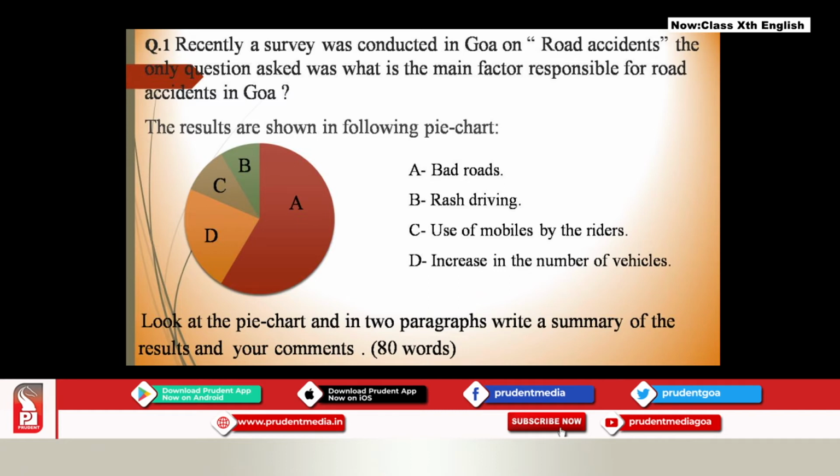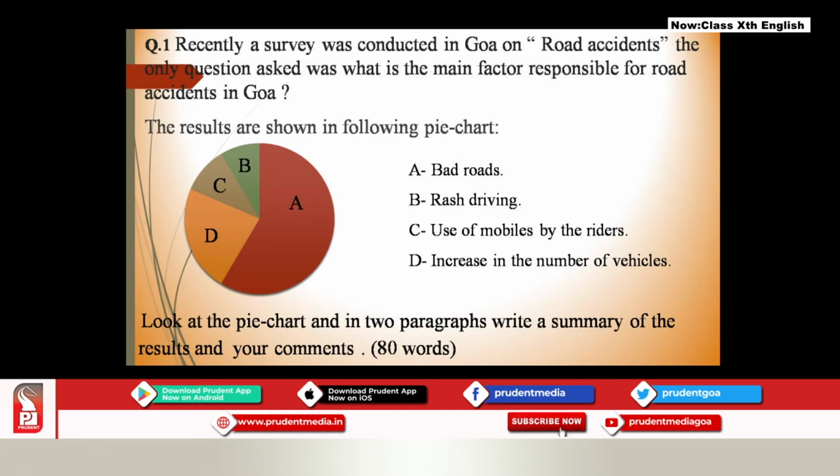C, section C of the people under this survey, say that use of mobiles by the riders is the main cause of accident. And finally, section D or slice D says increase in the number of vehicles on the road is the main factor responsible for road accidents in Goa. Let us see how we can beautifully write this paragraph.